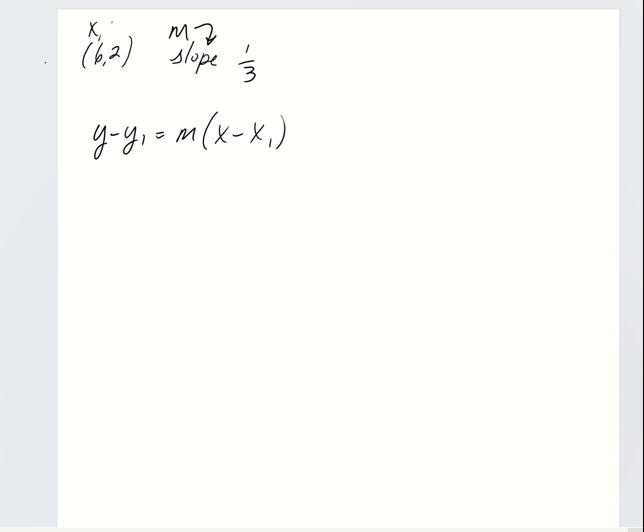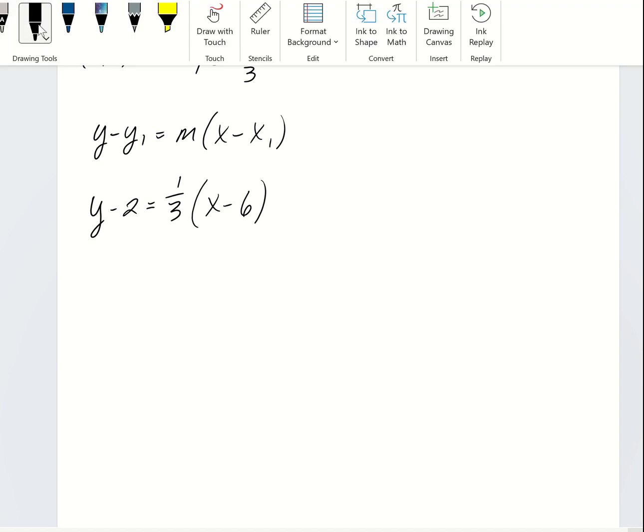This is x1, this is y1. So the first thing we can do is plug those in. So I can say y minus 2 is equal to m, which is 1/3, x minus 6. So there I just plugged in x1, y1, and m. Now this is the equation in point-slope form, but we need to get into slope-intercept form.